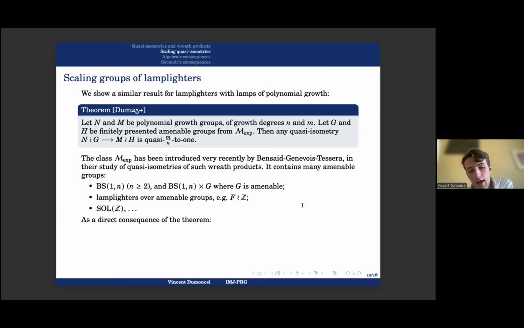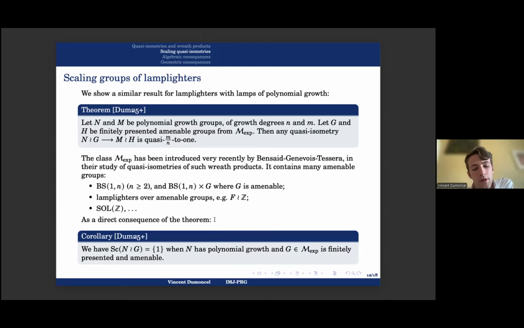And as a direct consequence, it is in fact what I had in mind when I started working on the subject. It is also true that such wreath products, with lamps of polynomial growth, also have scaling group reduced to one. So here also it is true that any self-quasi-isometry of this space lies at a bounded distance from a bijection.